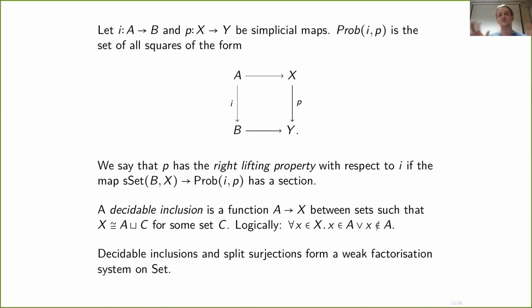And I think what's in the background here that I'm not going to really highlight very much is that decidable inclusions and split surjections form a weak factorization system on the category of sets. So in particular, what I'm saying here is that somehow this notion of a lifting property that I'm describing here is in a sense enriched over this factorization system in simplicial sets. And that's something that I'm not going to make very precise, but if you are more categorically inclined, that might be a helpful thing to keep in mind as we go along.